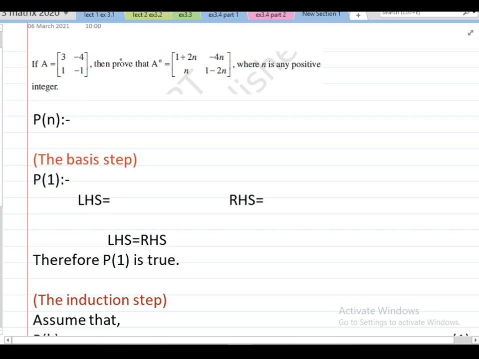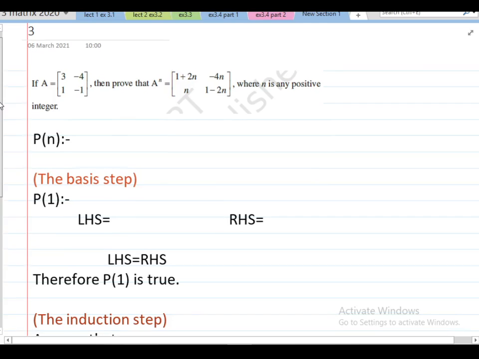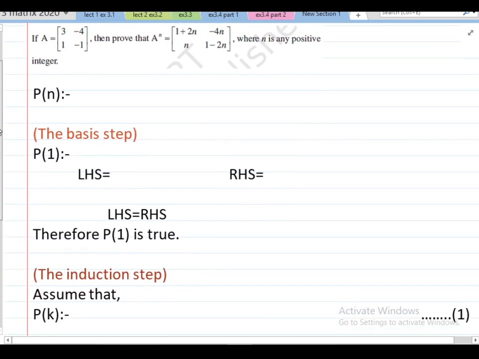Now here we have the question of PMI. The format of PMI is already predefined. We have to prove that A raised to n is [1 plus 2n, minus 4n; n, 1 minus 2n]. Now the first step is to put 1 in place of n.